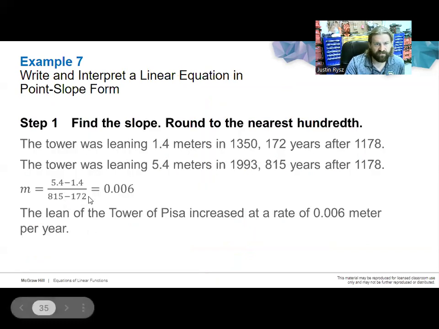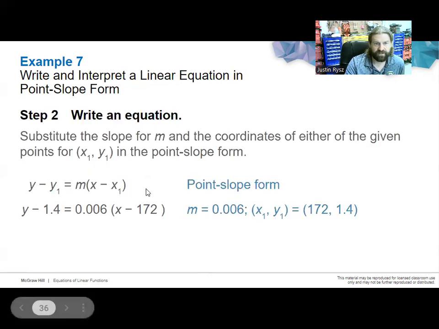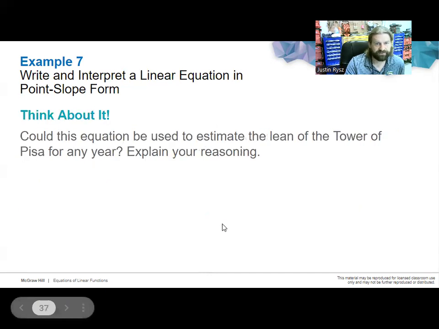All right, so if we're going to find the slope, what we want to do is use our years. So we can use how much they're leading, 5.4 minus 1.4 over, and then these are the years after, 1178, 1815 years minus 712. So we get 0.006 per year. We can plug that in using either one of our points to get our equation.